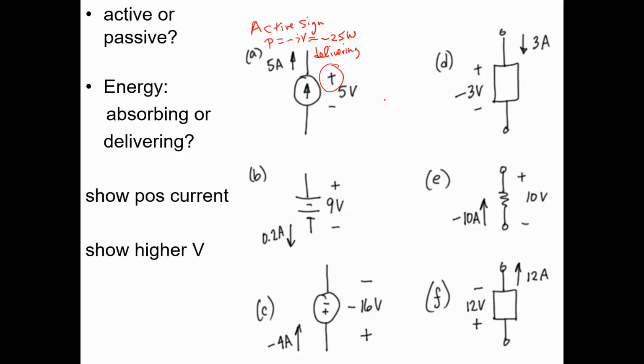Just arbitrary, right? Show positive current. Okay, well, this arrow is indicating the flow of positive current, so positive current is going that way. And which side has the higher voltage, higher potential? This side, right? That's the higher potential side.